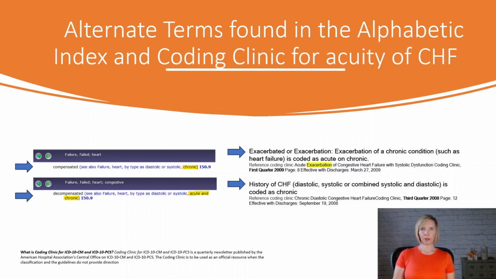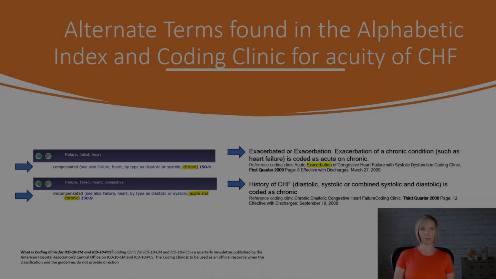And lastly, if the patient has a known history of congestive heart failure, it can be coded as chronic if the specific type is known. For example, if there's documentation of a history of diastolic congestive heart failure, it may be assigned as I50.32, chronic diastolic congestive heart failure.